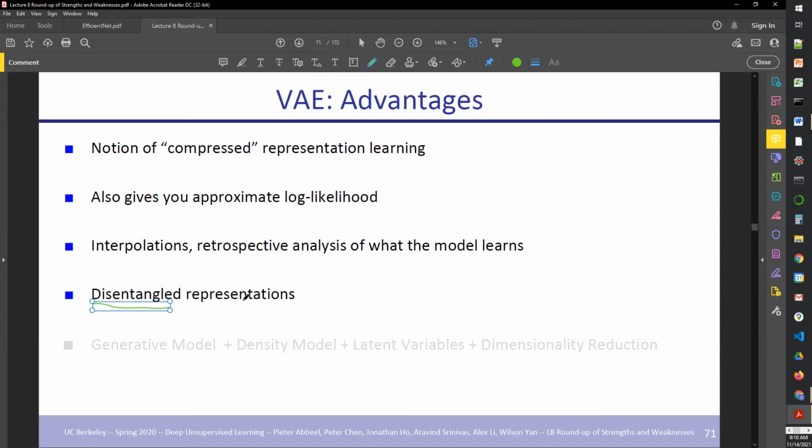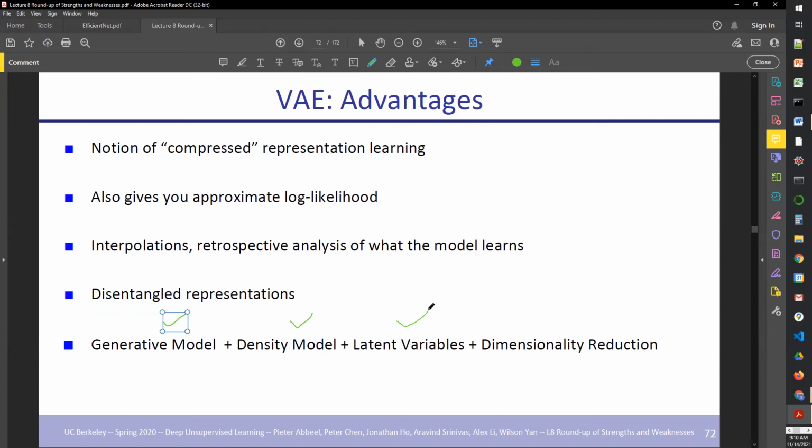So the net of the VAE is it does four things simultaneously. One, it's able to generate models. It's able to continue to give us the density. Because of the latent variables, we can do interpolation as well as retrospective analysis, and it reduces the dimension and is able to potentially do this disentanglement. So unlike the previous two, it gives you all four of these capabilities.